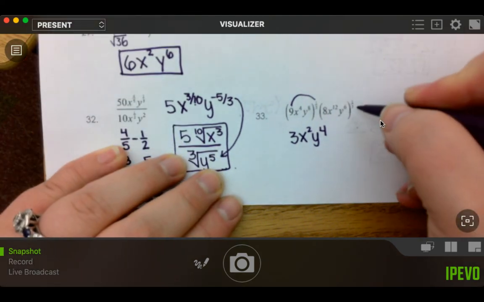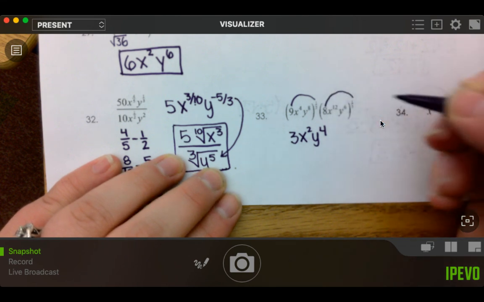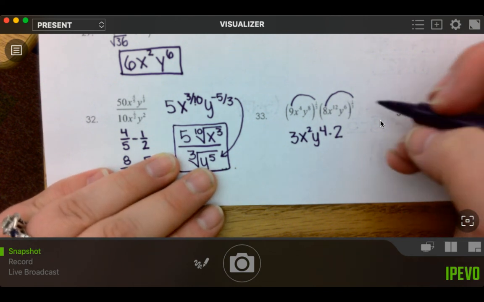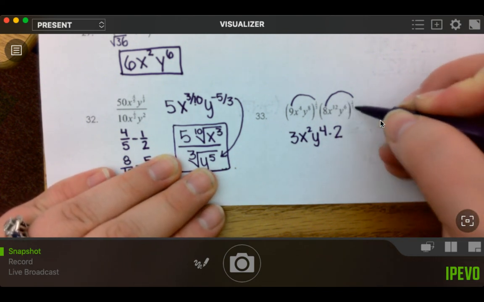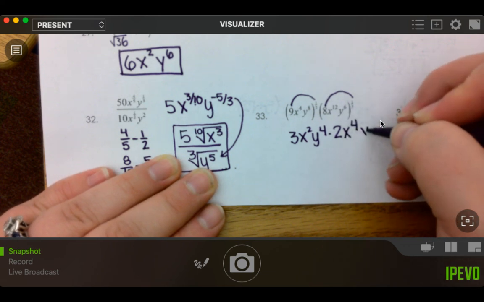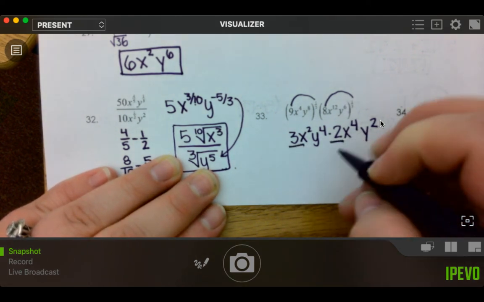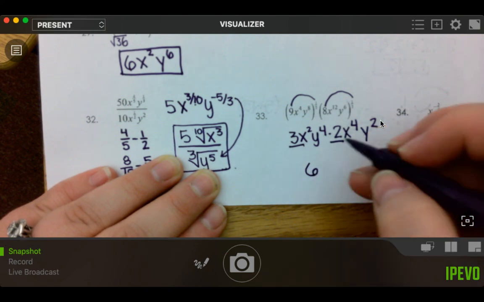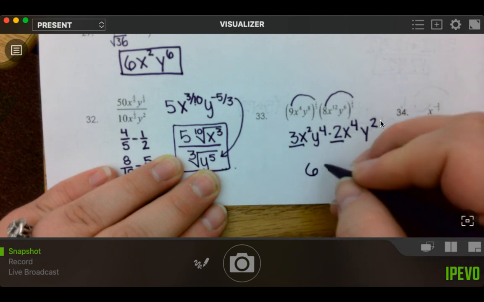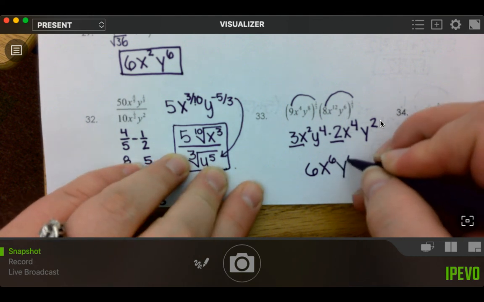And then this 1/3 power does the cube root. The cube root of 8 is 2. We're going to be multiplying these answers at the end. And then 12 times 1/3 is 4. 6 times 1/3 is 2. And then we're going to multiply the regular numbers. That makes 6. And add the exponents on the same letter. So 2 plus 4 is 6. 4 plus 2 is also 6.